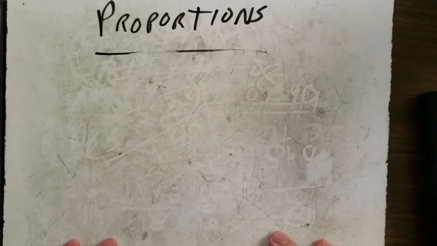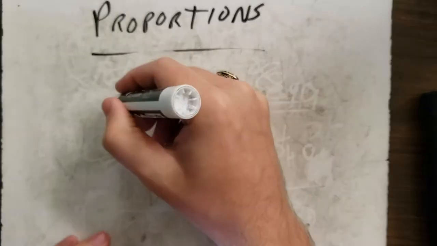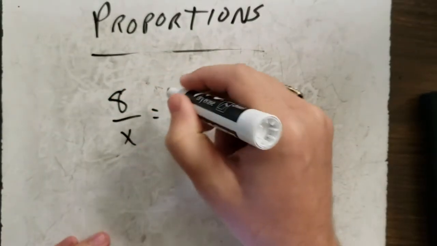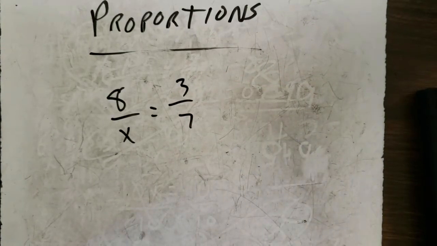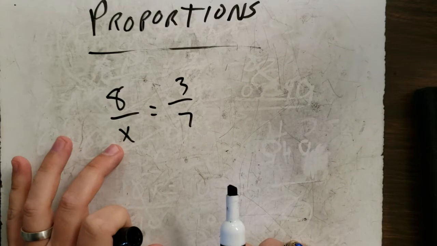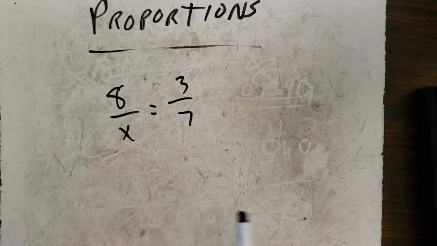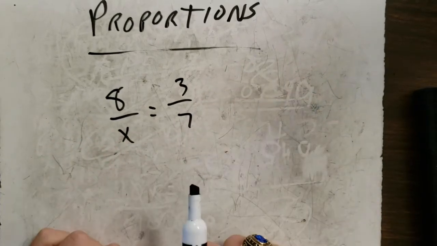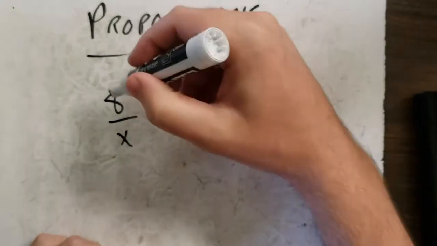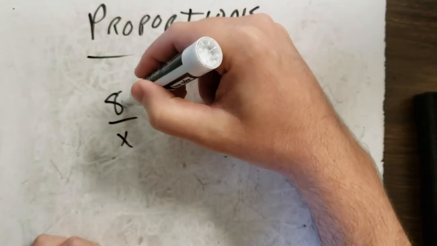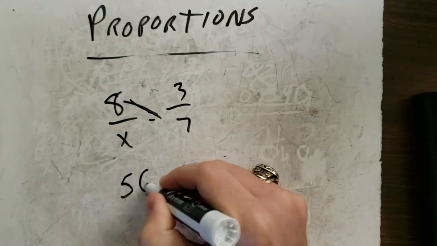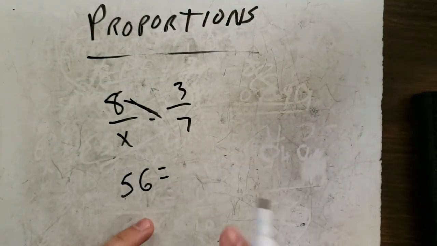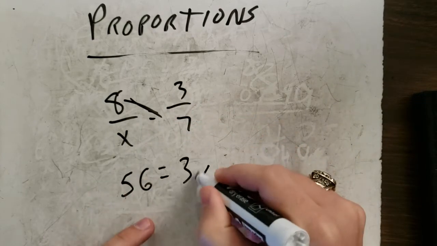So that's just a simple way to look at it if you can, but cross multiplying is the easiest way to solve any proportion. Let's try something else: 8 over x equals 3 over 7. Once again, a simple one. This time our variable's on the bottom. It doesn't matter if it's on top or bottom, it's the same thing. Cross multiply. So 8 and 7: 8 times 7 is 56. Equal sign in the middle. 3 times x is just 3x.